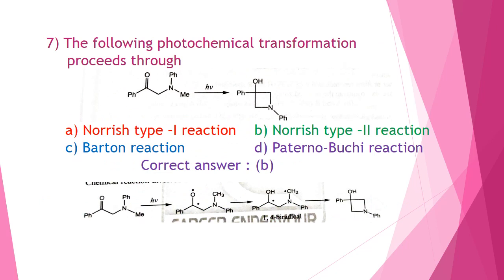Question number 7. The following photochemical transformation proceeds through. Here is the best example of a Norrish type 2 reaction. First the substrate is treated with light, and it forms a 1,4 biradical intermediate. After cyclization it gives the product. Therefore, the correct answer for this question is Norrish type 2 reaction.